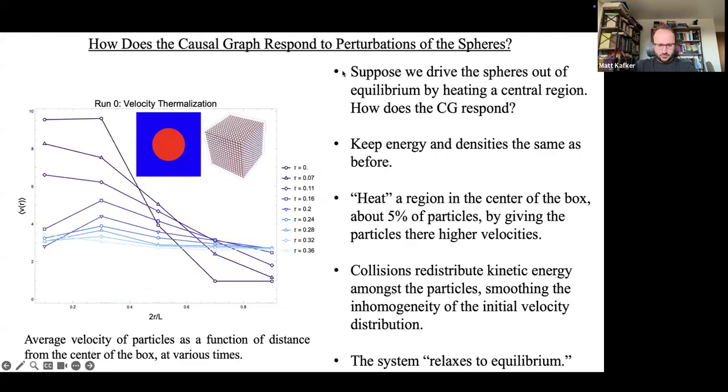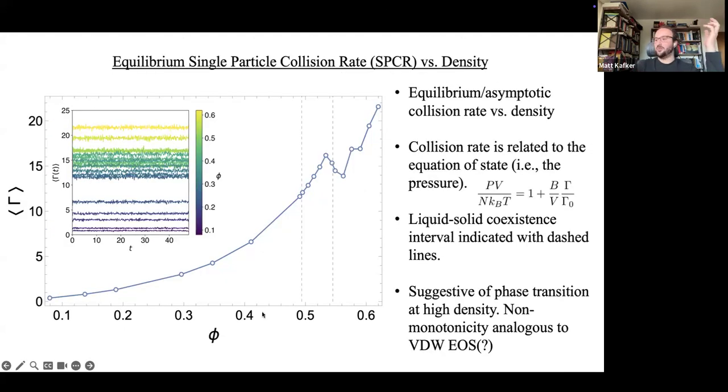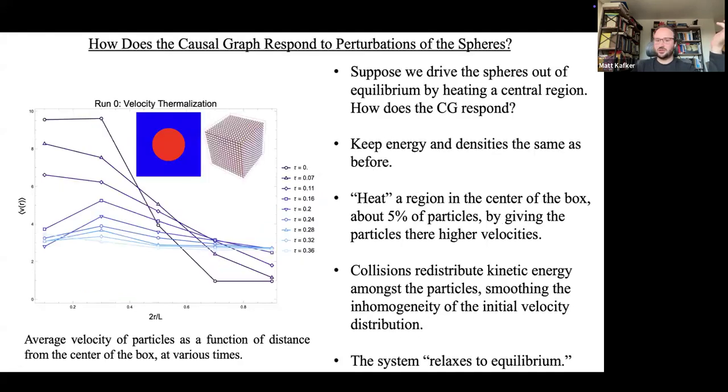So that's equilibrium behavior, but there's not that much to say about equilibrium behavior apart from this. This is sort of the equation of state according to our simulations. So let's do something more interesting. What we're going to do is perturb the system in a certain way and then see how it relaxes to equilibrium.